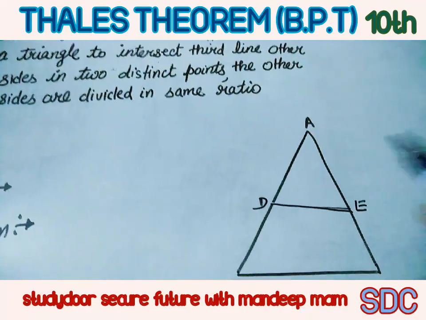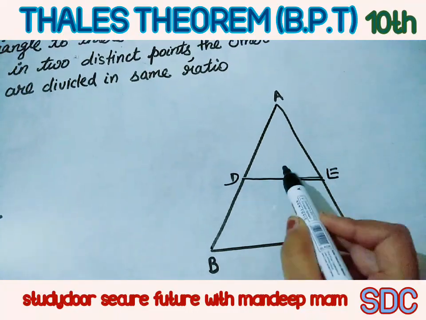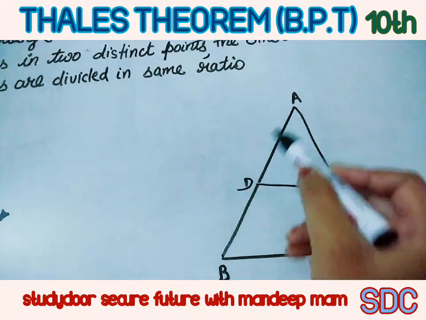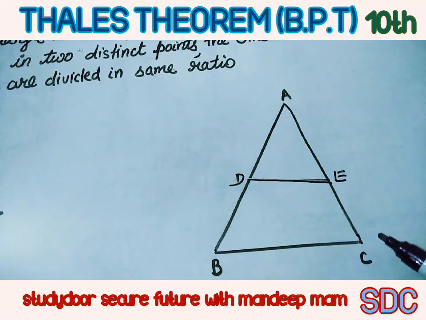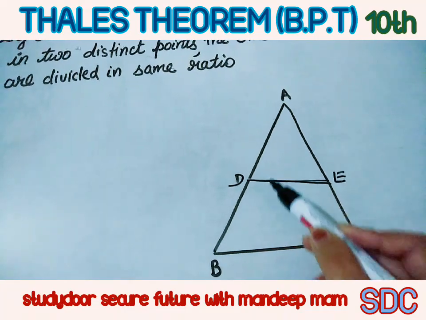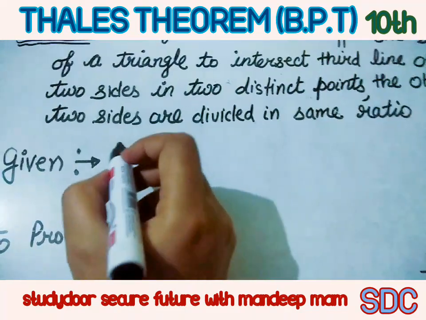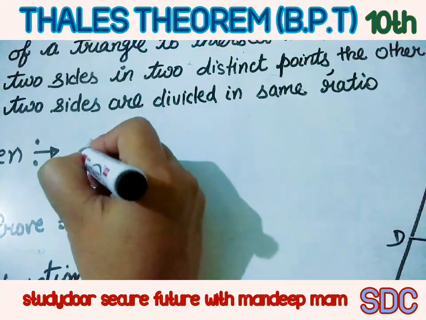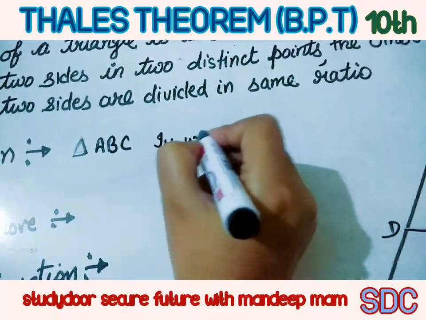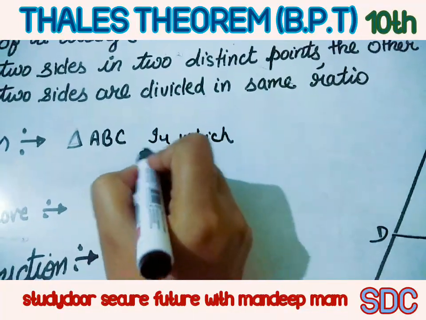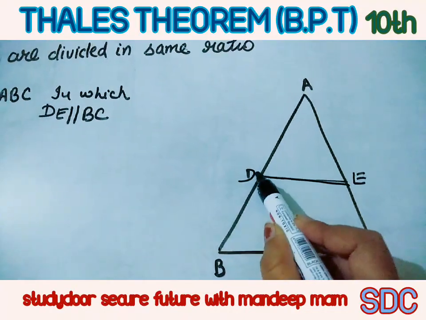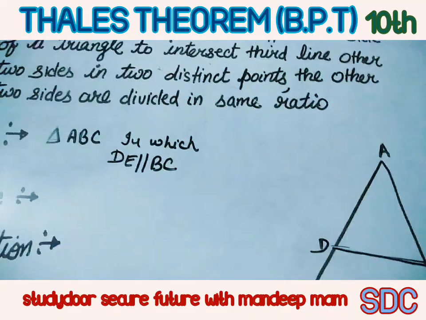So students, we have given a triangle ABC in which DE is parallel to BC. We have three sides of the triangle, which are AB, AC and BC, and one side is parallel to the third side BC, and DE is parallel to BC. So we have given a triangle ABC in which DE is parallel to BC. It is given to us that DE is parallel to BC.